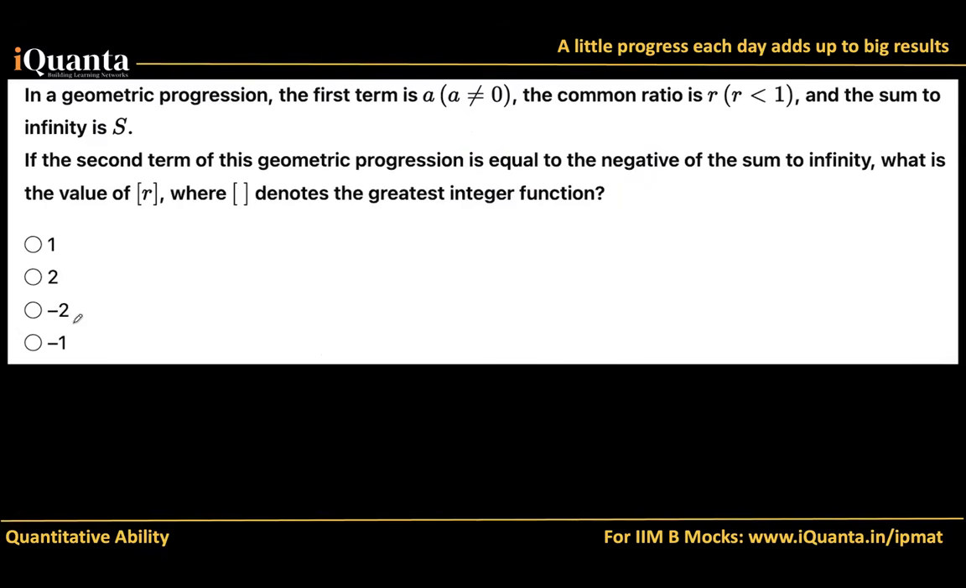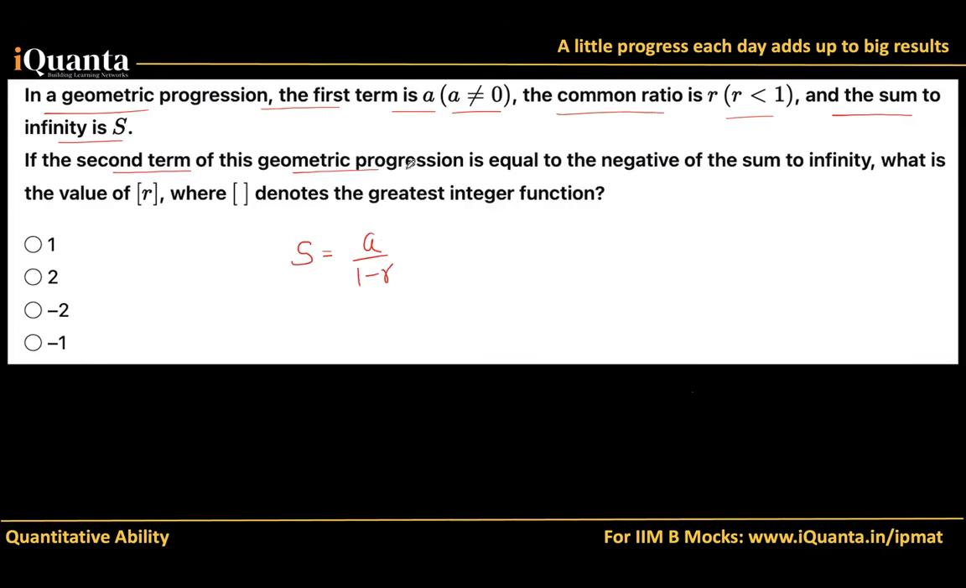Okay. Let's talk about this particular question now. In a geometric progression, the first term is a not equal to 0, the common ratio is r less than 1, and the sum to infinity is S. So it's a decreasing GP because r is less than 1. The sum of a decreasing GP S is given to me. It is a upon 1 minus r. First term is a. Okay.